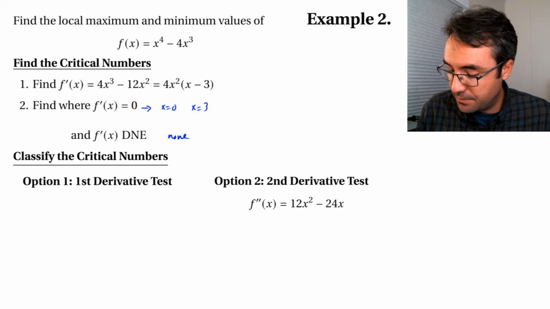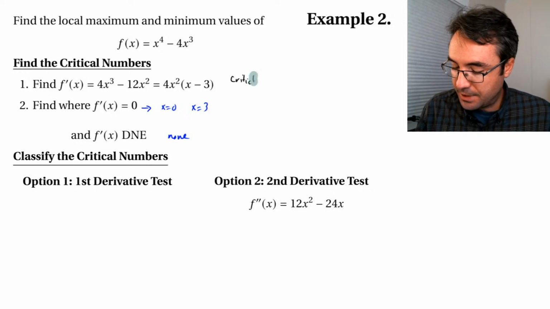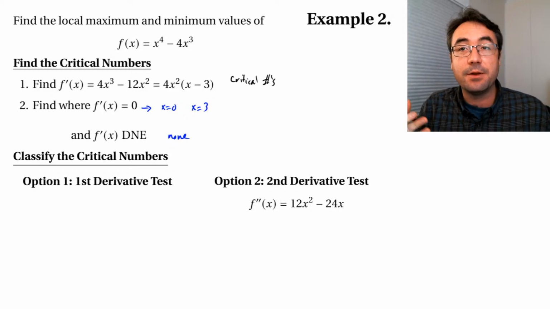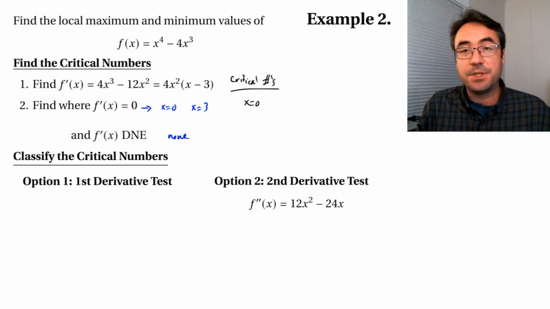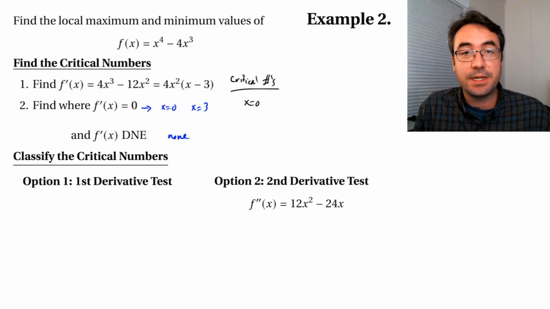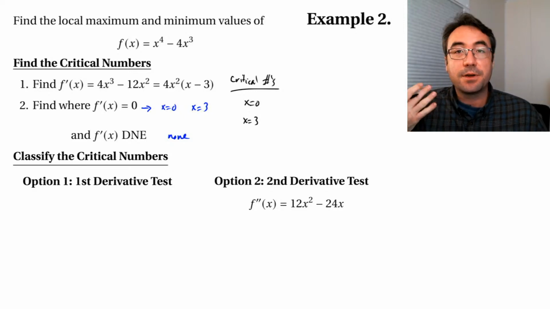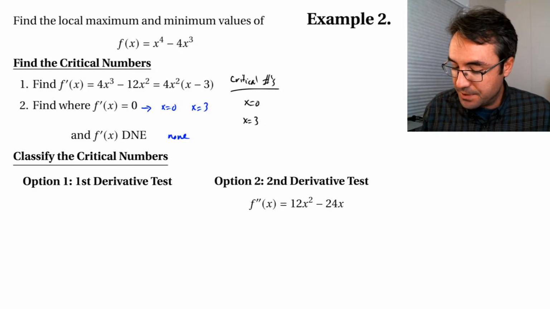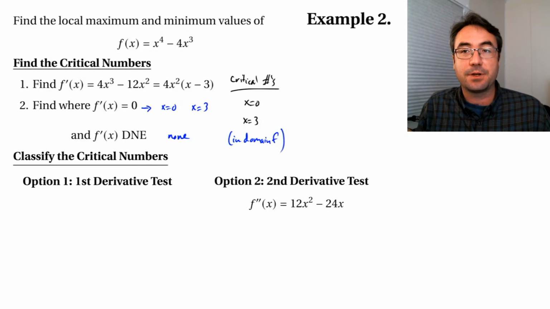And then we just want to confirm, and we did this, that those x values that we found are actually in the domain of our original function. So x equals 0, we can plug 0 into our function and get something that makes sense. And we can plug 3 into the original function and get something that makes sense. So these are in the domain of f. So that's one thing we want to check: are they in the domain of our original function?